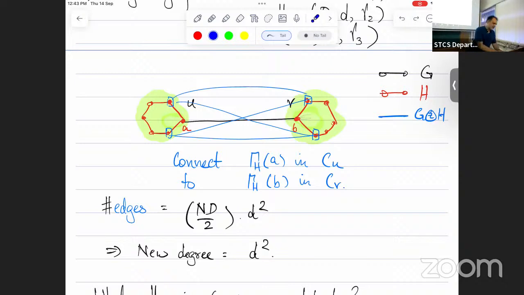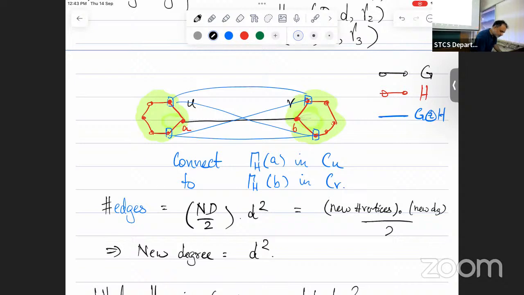Sorry, what did you say? No. So the number of edges is supposed to be the new number of vertices, which is ND, into the new degree, divided by 2. Yeah, by 2. And we know that this is ND, and therefore the degree is going to be like this.